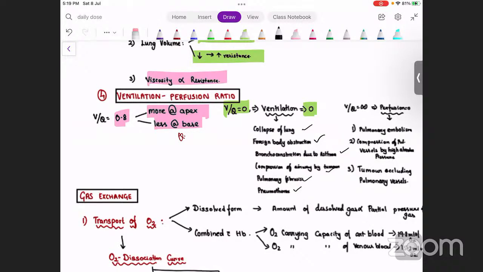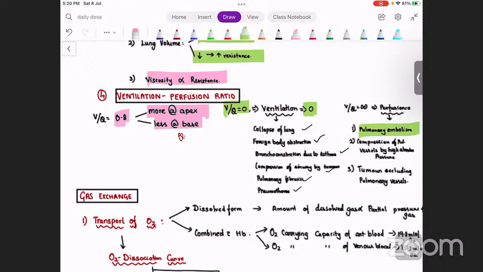And when will you see a V/Q ratio of infinity? Something with a denominator of 0. That is, perfusion is 0. That means the condition where the lung can be ventilated but cannot be perfused. What are those conditions? A very, very important condition is pulmonary embolism.